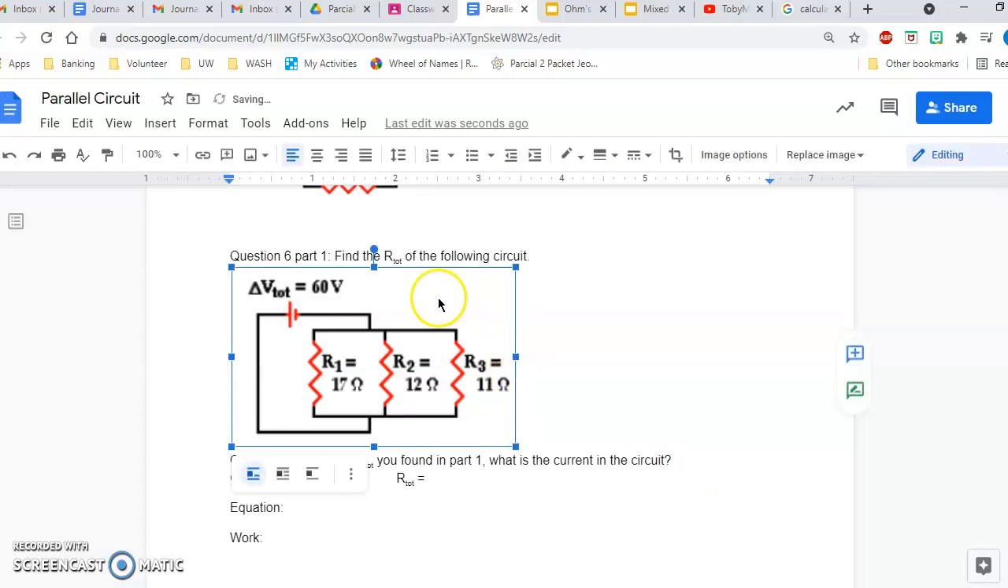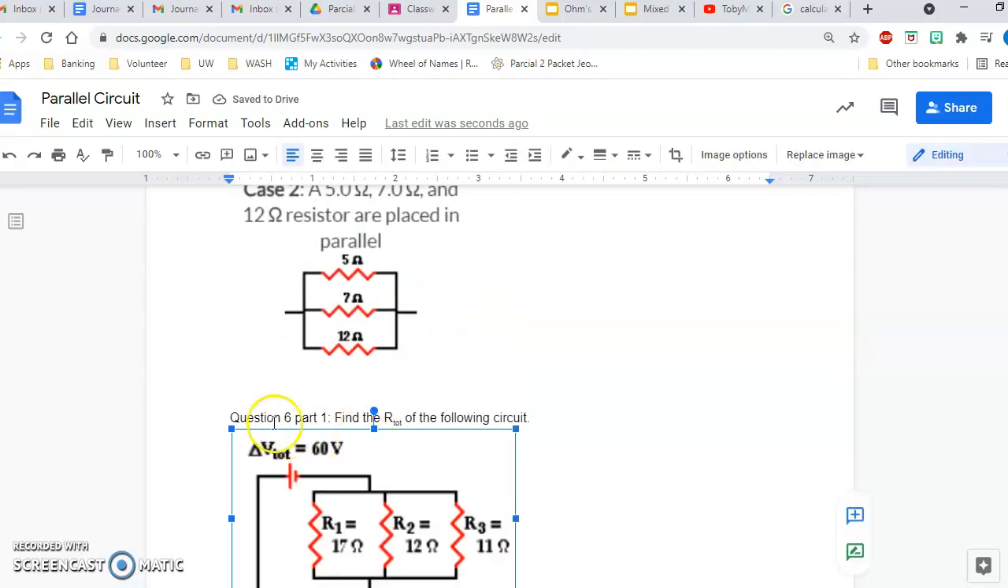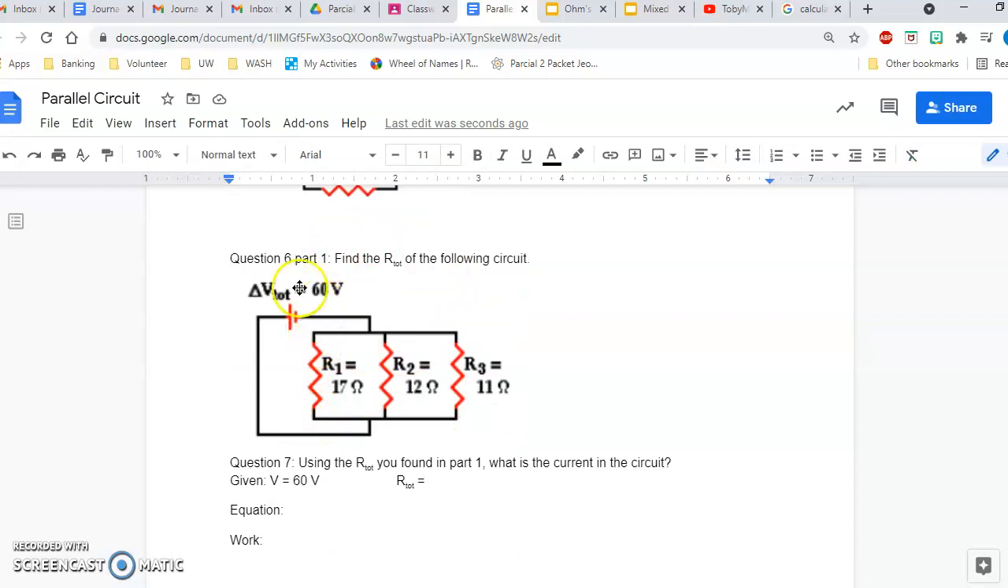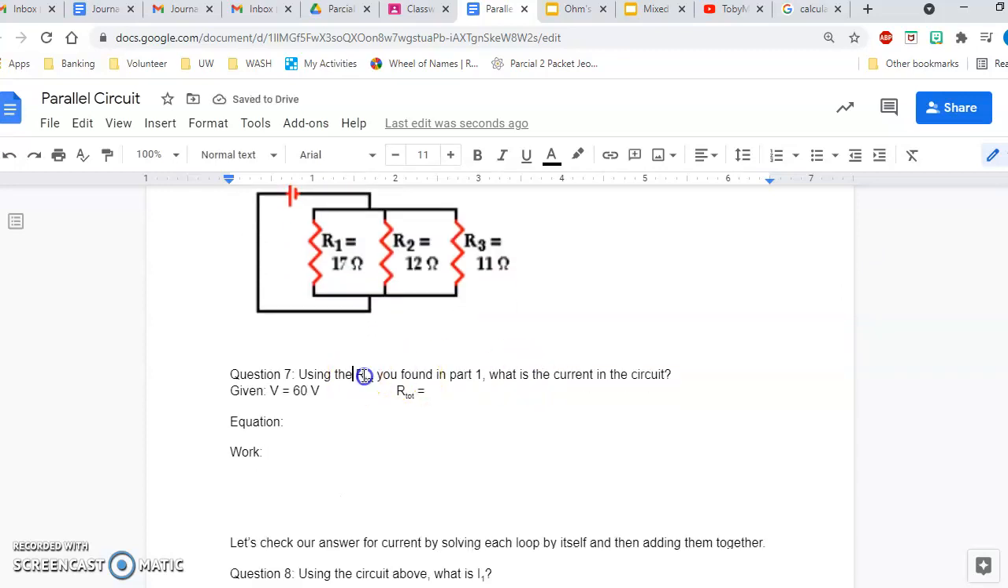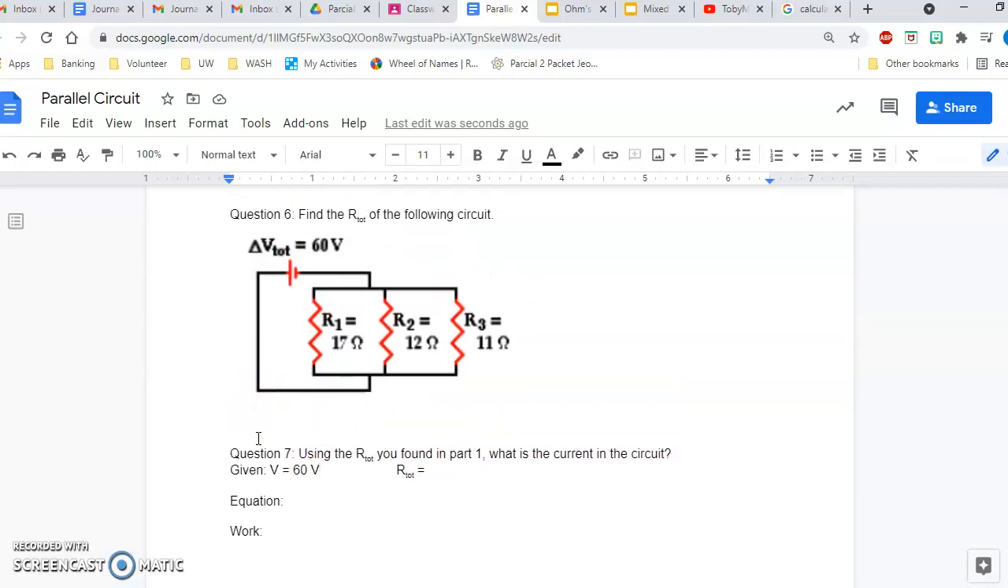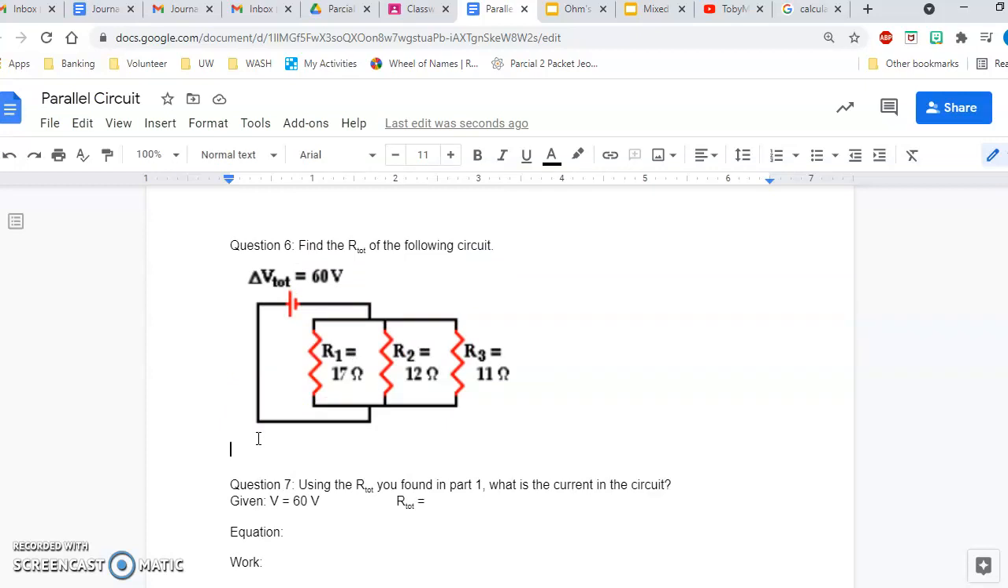So what we're going to do is question 6 right here, and it should say part 1. I need to get rid of this part 1 to make it more clear. What I first want you to do is find the R total of this circuit. Let's find the R total. Then we're going to use the R total we find for question number 7. I am so sorry about the confusion. I was confusing myself with my worksheet.